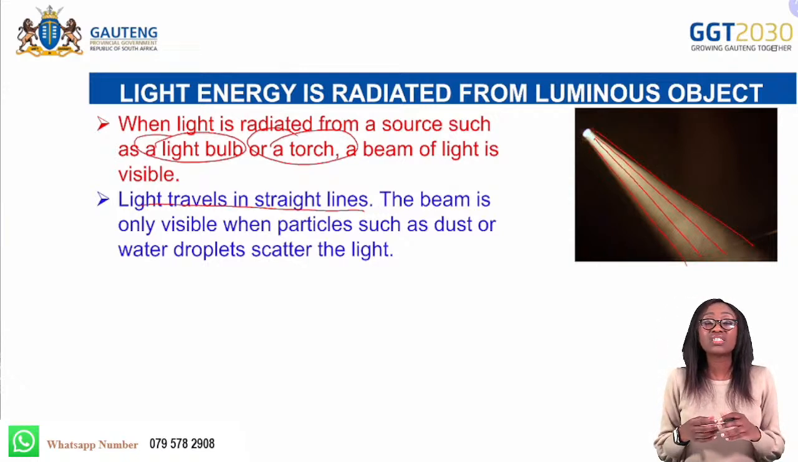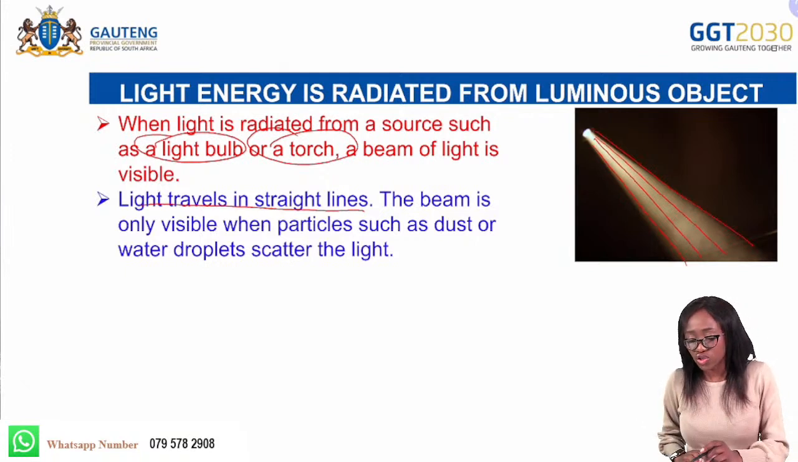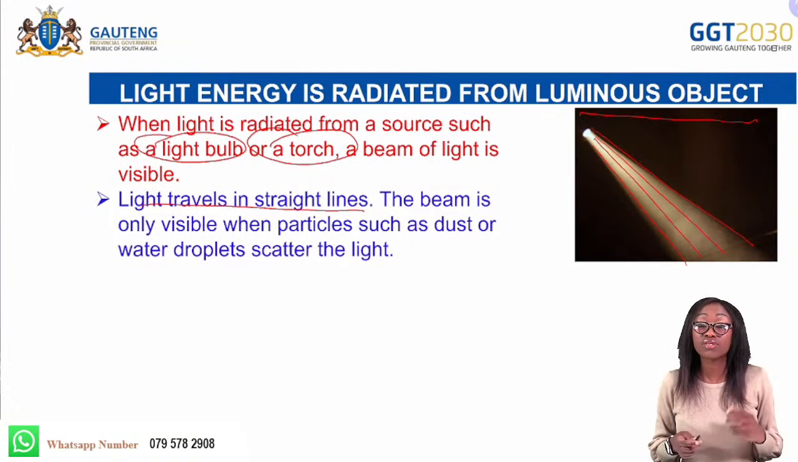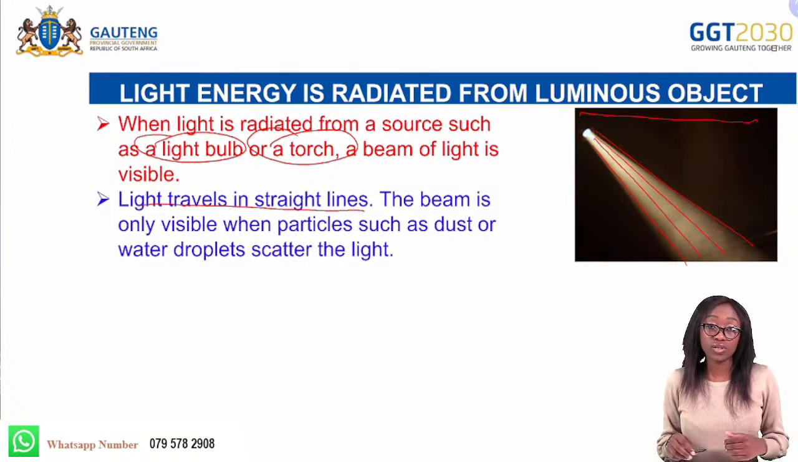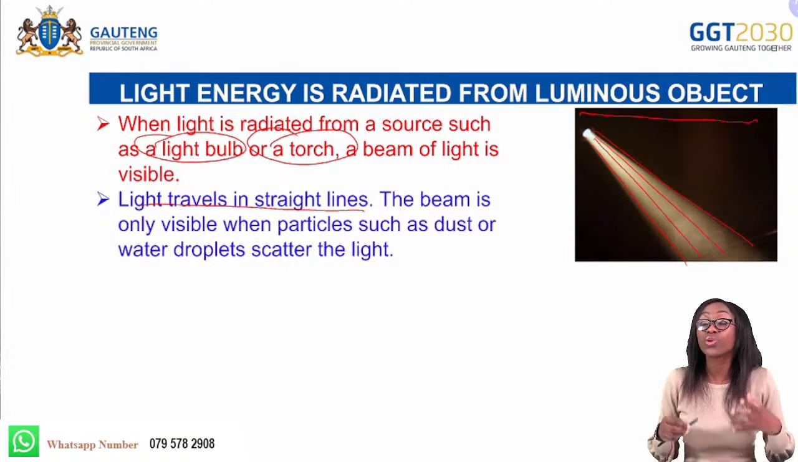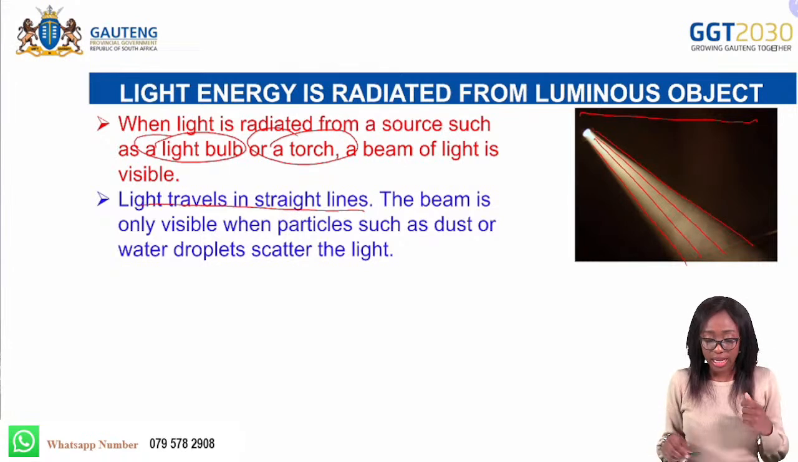So they're not necessarily horizontal or vertical or skewed. A straight line is straight. So light travels in a straight line. Okay, so it doesn't take turns. It travels in a straight line. That's how you are able to see that beam of light from a torch in the dark.